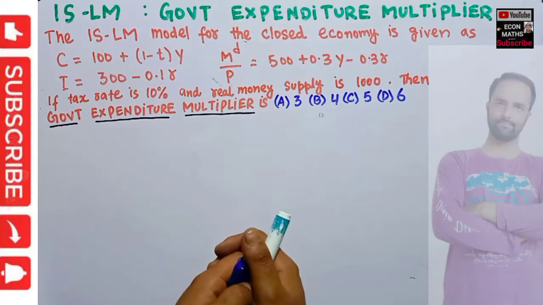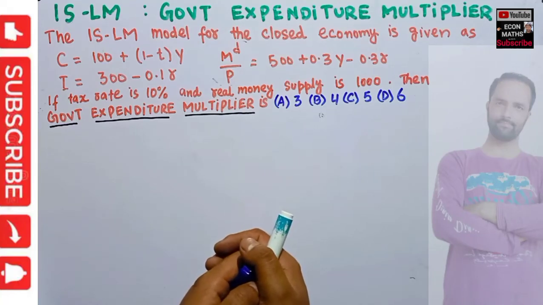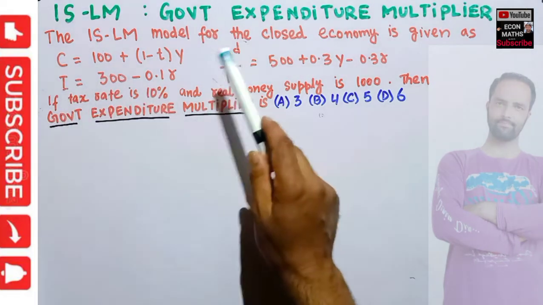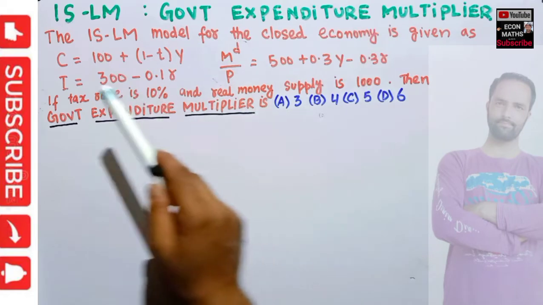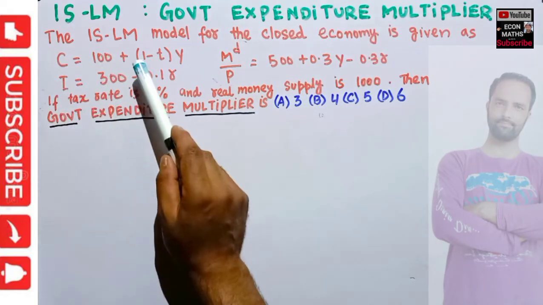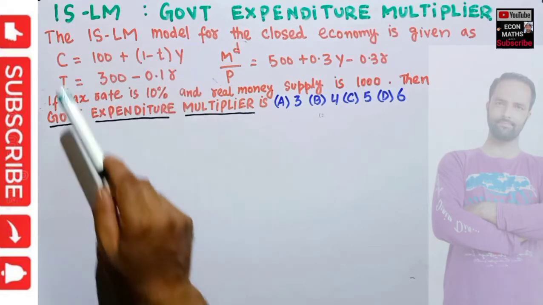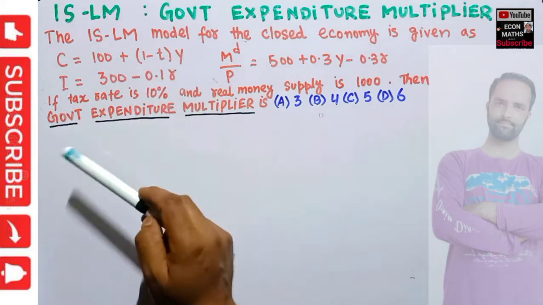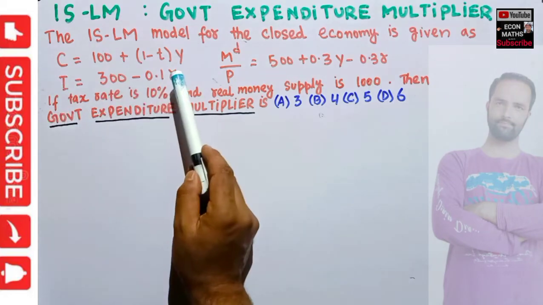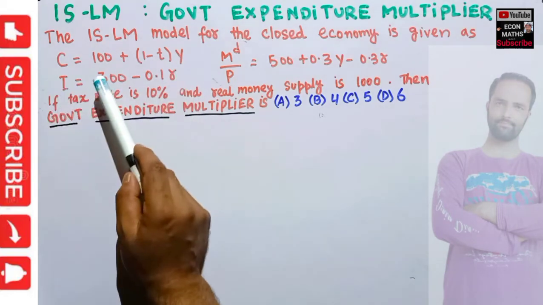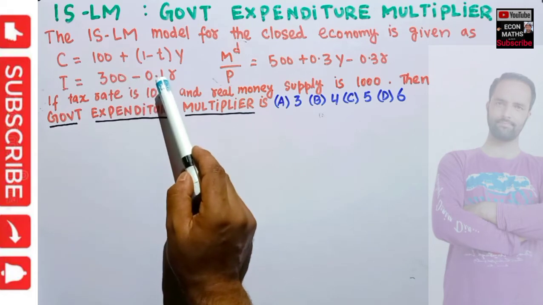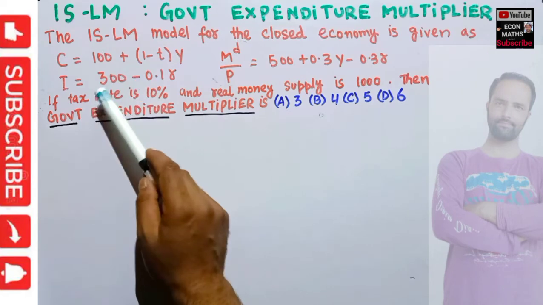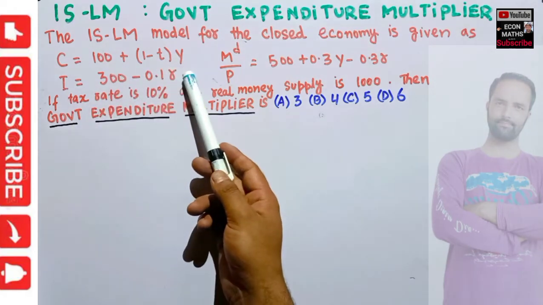In this video, we will solve a problem on how to find the government expenditure multiplier from the given IS-LM model. The question is: the IS-LM model for the closed economy is given as C is equal to 100 plus (1 minus T) times Y. C denotes the consumption function, T is our tax rate, Y is our output. Investment is a function of the rate of interest, that is I is equal to 300 minus 0.1r, where 300 is our autonomous investment that does not depend upon the level of interest rate.